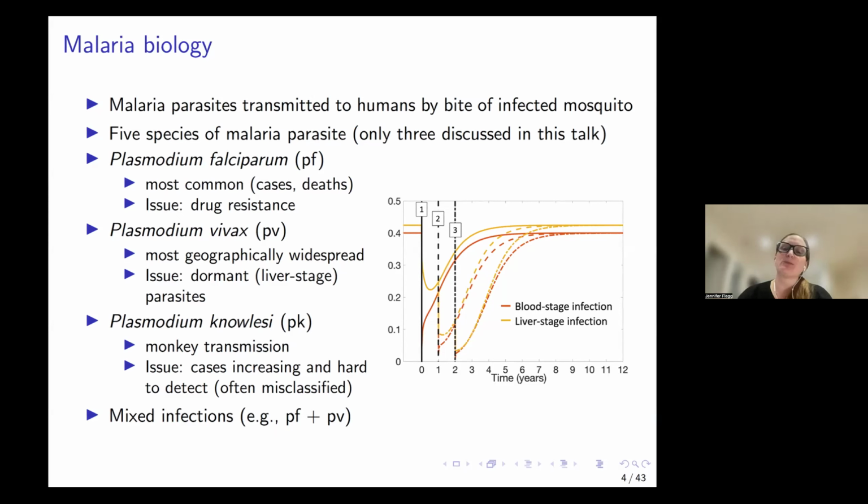This is the proportion of people that are in different disease states. So if you're blood stage infected or liver stage infected, I'll come back to the model that underpins the results maybe a little bit later. So this is a complication for Vivax malaria, in that there's the blood stage infection, which is making you feel sick, but there's also these liver parasites, which will cause later infections.